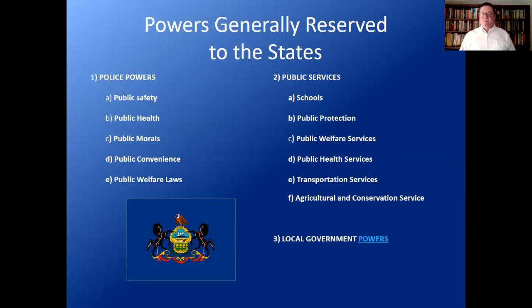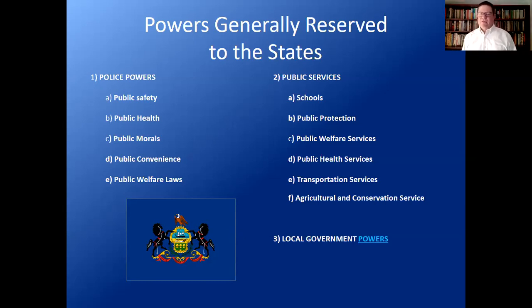Now, when we talk about that 10th Amendment, those things that are generally reserved to the states, things that aren't in Article 1, Section 8, there are 3 basic things that we talk about in relationship to state powers. One is the police power. And basically, this is the ability to engage in public safety, whether it's the ability to deal with problems of health, morals, which includes things like prostitution, and welfare laws and public conveniences, meaning where we can come, where we can go, zoning laws, things like that.